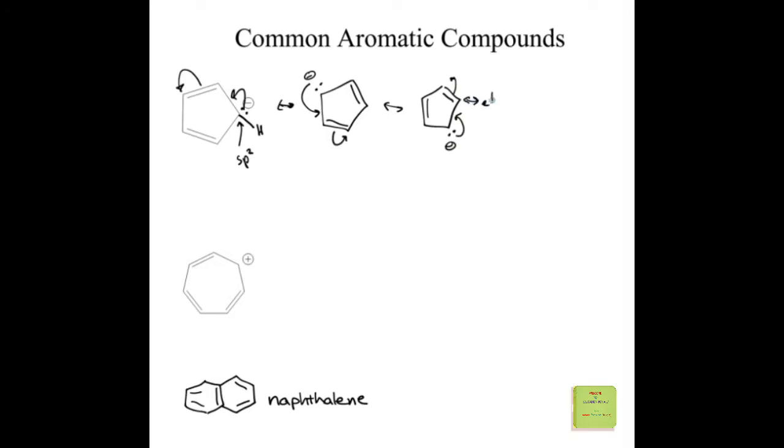In fact, as a matter of fact, this negative charge can be delocalized over all 5 atoms of the 5-membered ring. So is this an aromatic compound? It's cyclic, it's planar, we have a p orbital on every atom, and we have 2, 4, 6 electrons. It is an aromatic compound.